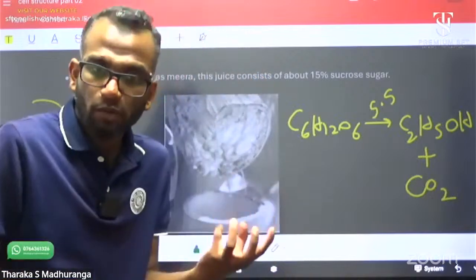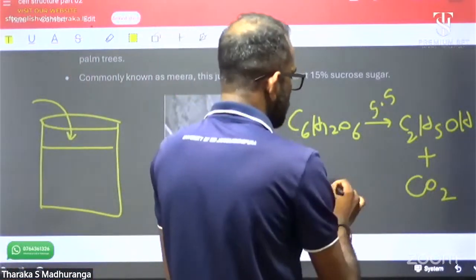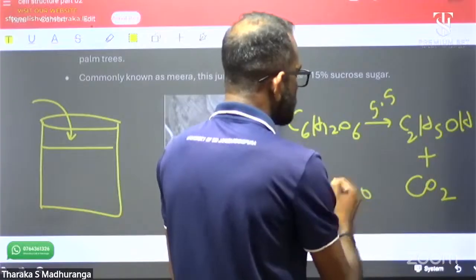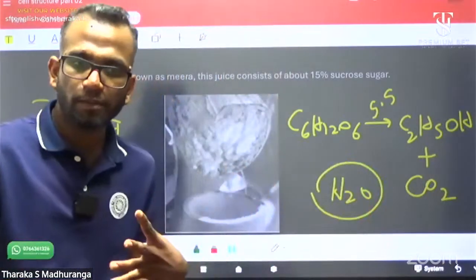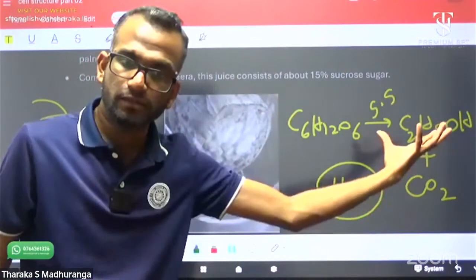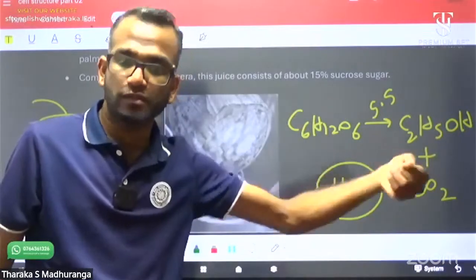And the water amount is also there. Water soluble ethanol mixture, water soluble ethanol mixture. We get some ethanol dissolved in the water.